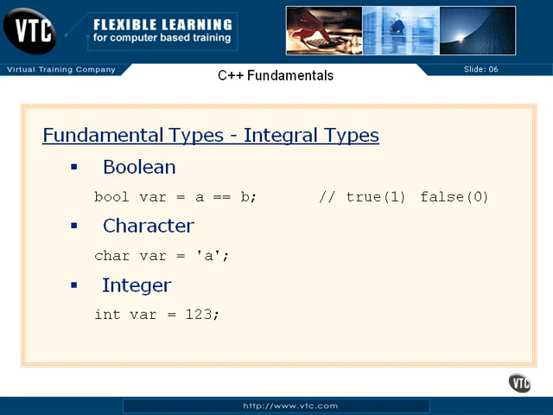Characters, we have the same character setup that we used to have in C: a char var equal to a constant, quote a quote for lowercase a, and so on. They work exactly the way they did in C, and we also, of course, have unsigned characters if you need them to hold a larger value.